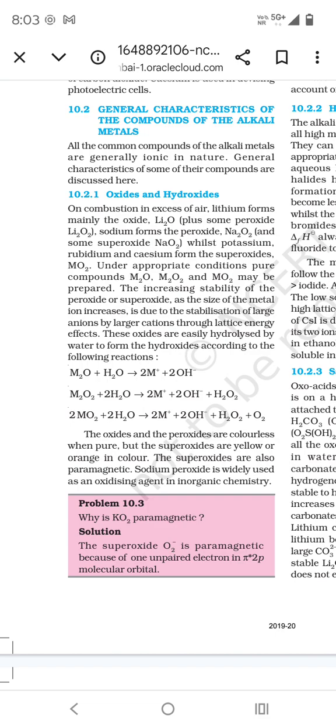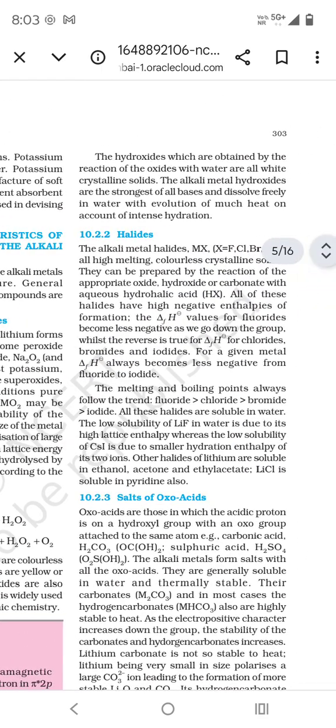The increasing stability of the peroxides and superoxides as the size of the metal ion increases is due to the stabilization of large anions by large cations through lattice energy effects. The oxides and peroxides are colorless when pure, but the superoxides are yellow or orange in color. The superoxides are also paramagnetic. Sodium peroxide is widely used as an oxidizing agent in organic chemistry.